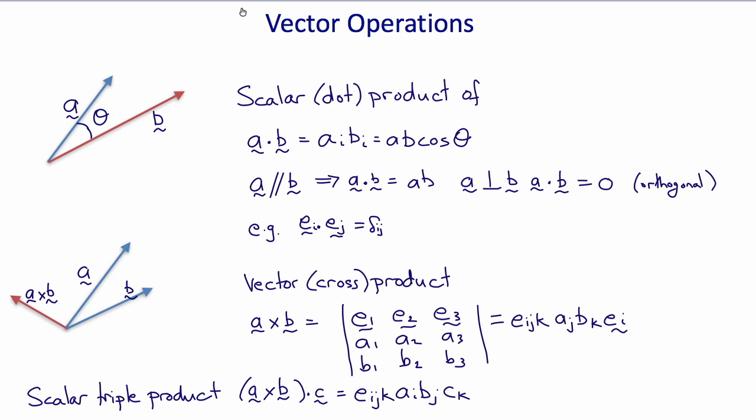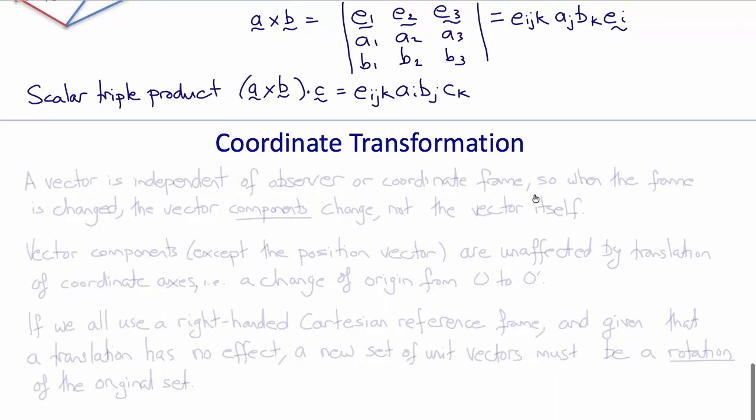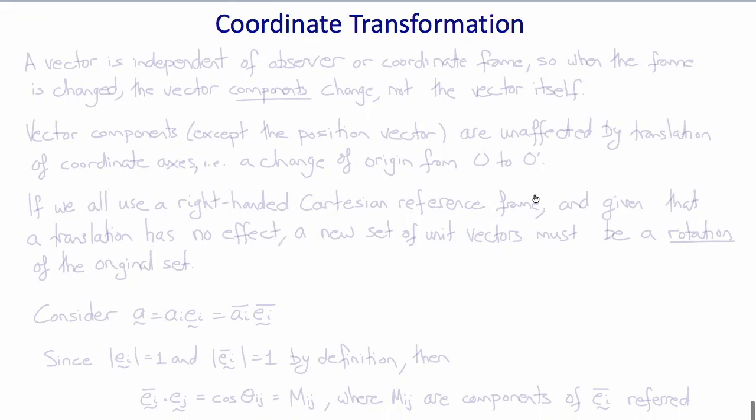Note that all of the indices here are dummy indices or repeated indices, so that there's no free index, and therefore the result is a scalar, which we would deduce because the cross product is a vector, and a vector dotted with another vector is a scalar. Now let's look at what happens when we change the coordinates.